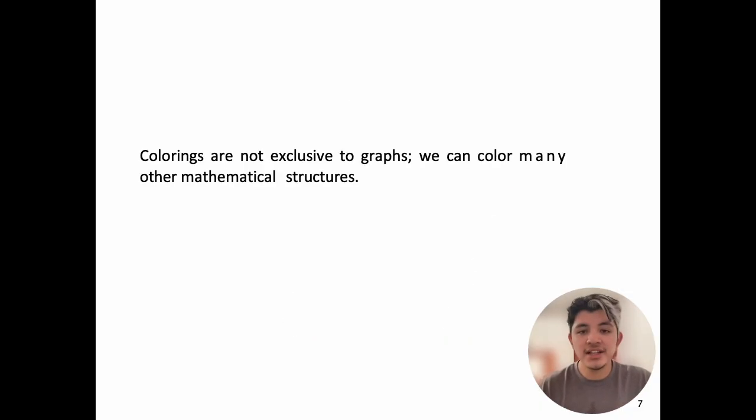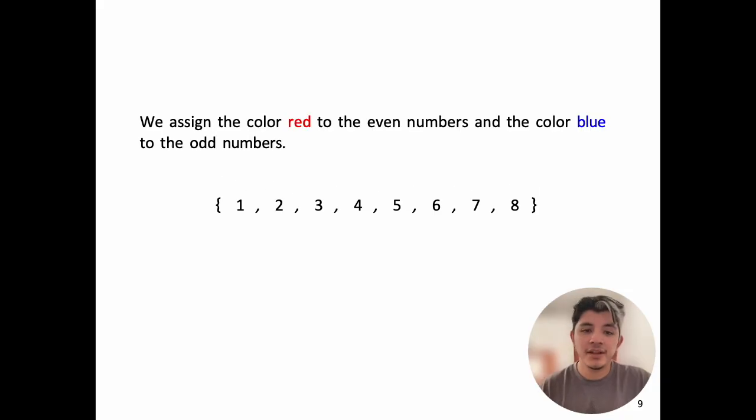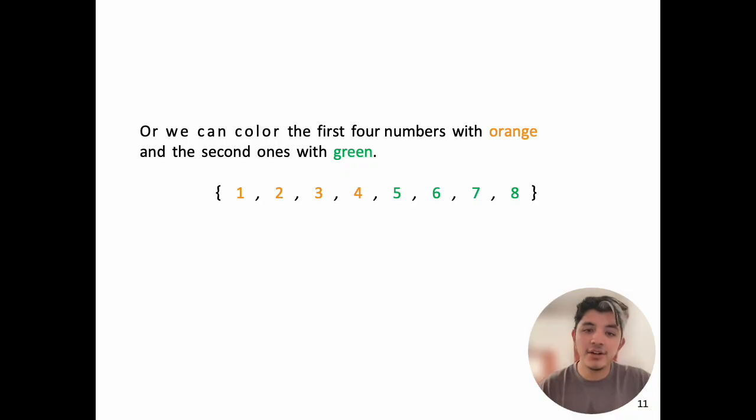But colorings are not exclusive to graphs. We can color many other mathematical structures. For example, the integers. We may consider the next coloring. We assign the color red to the even numbers and the color blue to the odd numbers. This coloring results like this. Or we can color the first four numbers with orange and the second ones with green, as you may see.